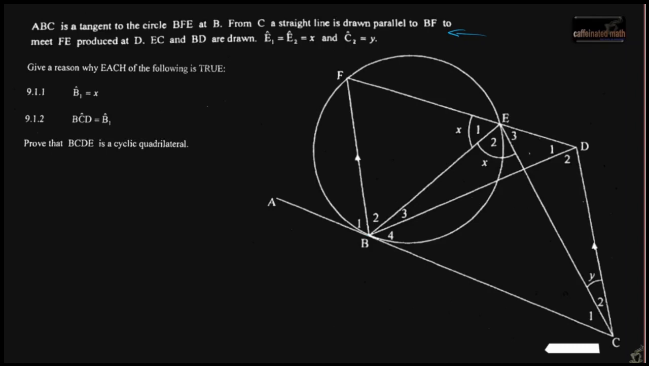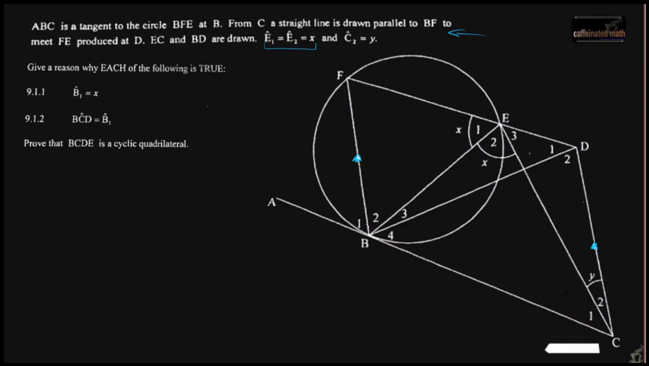Okay, there we go. That's what they're talking about. That line is parallel to this BF dimension. To meet FE, produce a D, EC and BD are drawn, and then they give us E1 being equal to E2, and they give it a parameter X, and then angle C2 is equal to Y. So let's see what all of this information does for us.